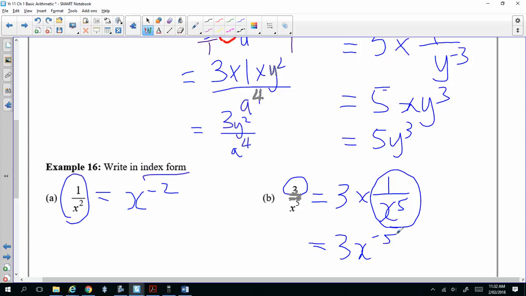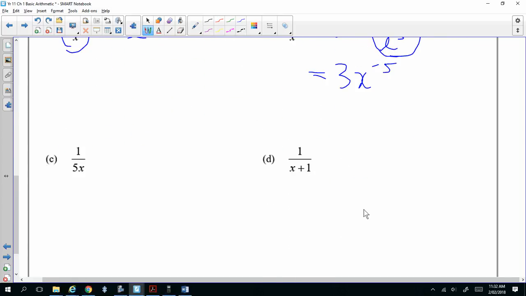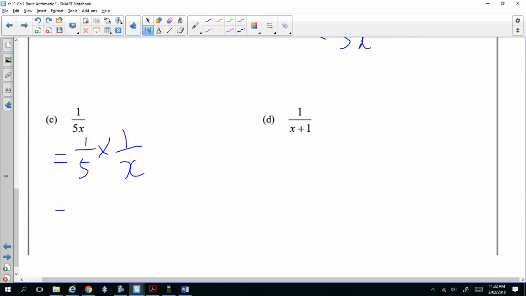Alright, once we do that, we'll do the next one, C. Now this one, be very careful. 1 over 5x. I always split the numbers from the pronumeral. So split them like this, because the 1/5 stays as 1/5. Do not write that as a negative index, but this will change to x to the power of negative 1. So don't change the 5, just the pronumeral.